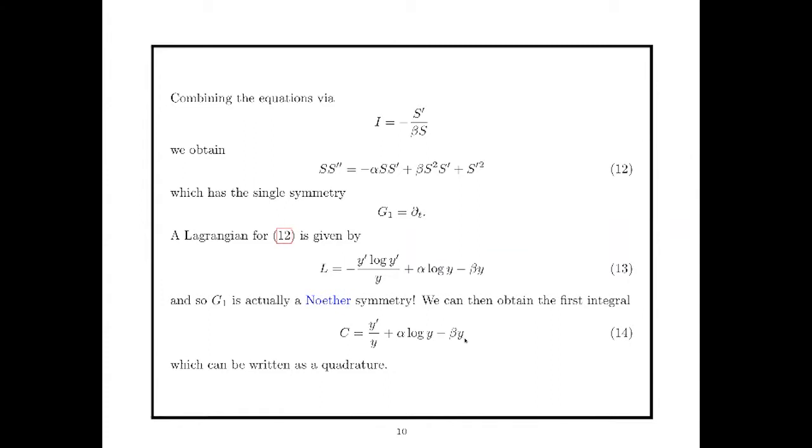And so even in this very simple system where you only have a single symmetry, you can certainly reduce the order and write the equation down as a quadrature. Okay. So it's going to be fairly easy to write. And just to distinguish between this equation and the Lagrangian, I've switched from S's to Y's. The S's and the Y's are exactly the same. There isn't a transformation.